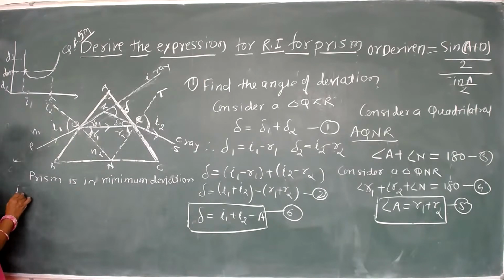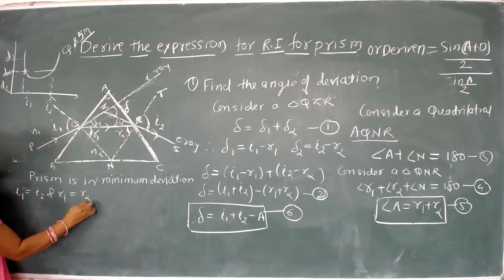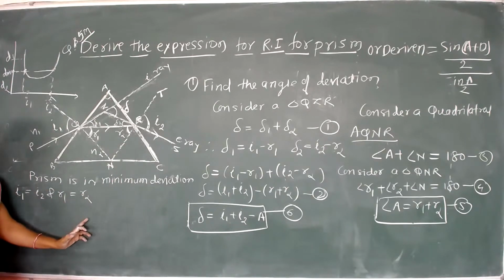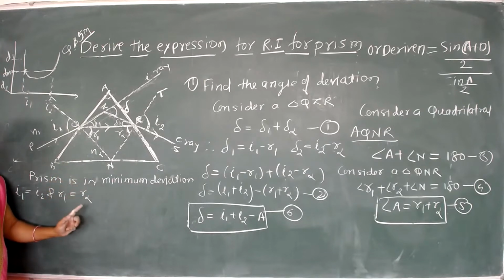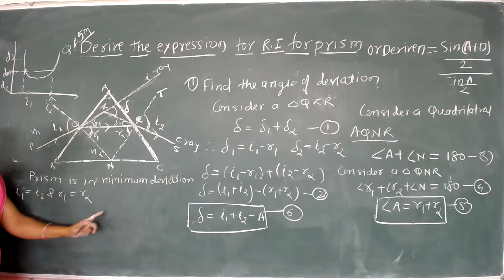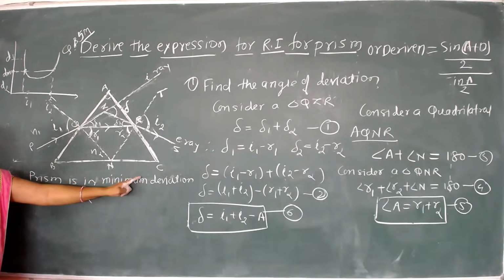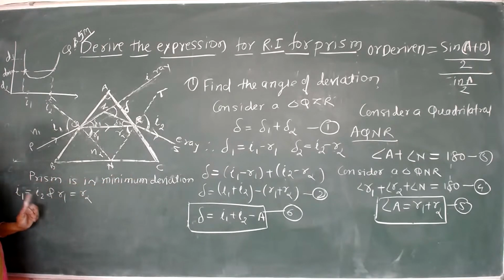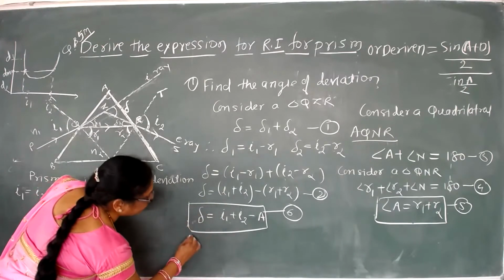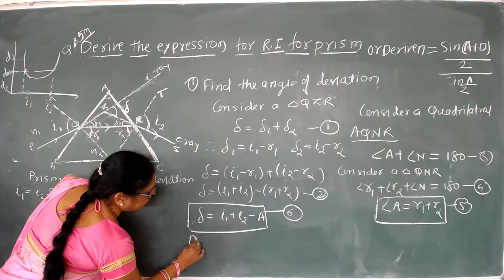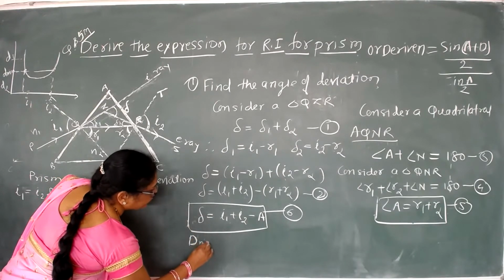For this case, I1 is equal to I2, and R1 is equal to R2. So these values are the same, meaning the prism is set in the minimum deviation position. If we consider the prism in minimum deviation, the values are I1 equal to I2 and R1 equal to R2. Then we write this with the capital D, the minimum deviation.